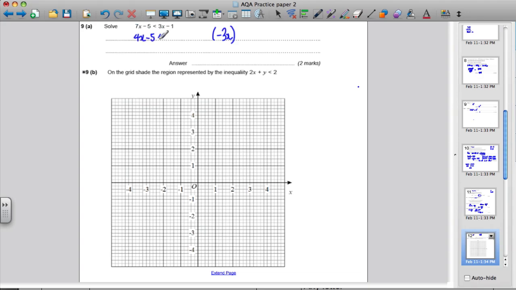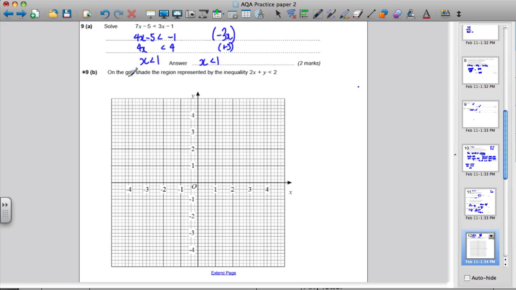You'd have minus 5 is less than minus 1. Then you'd add 5 to both sides. So you get 4x is less than 4. Then you divide both sides by 4 to get x is less than 1. Hence your answer, x less than 1.